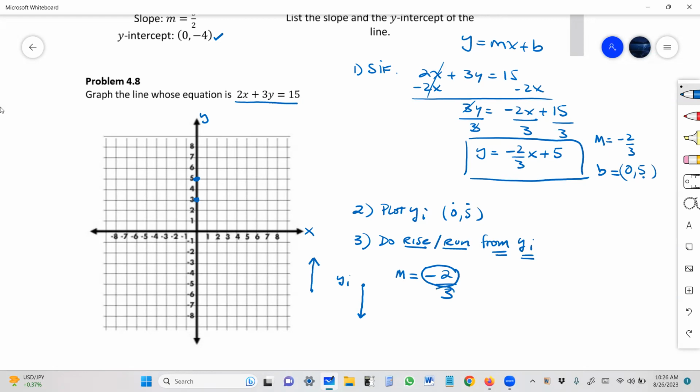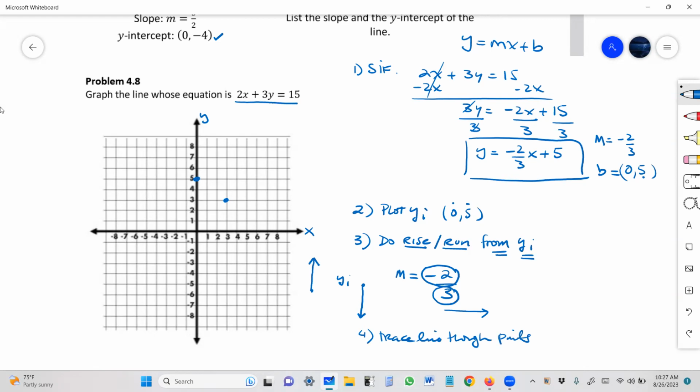And then you're going to take a look at the denominator. The denominator is always going to be positive, and you're going to go this many units to the right. So from here, I'm going to go 1, 2, 3 units. Okay, so here are my 2 points. All you have to do now, fourth step, is trace a line through these points. And you're done.